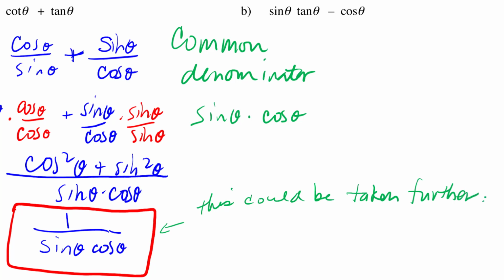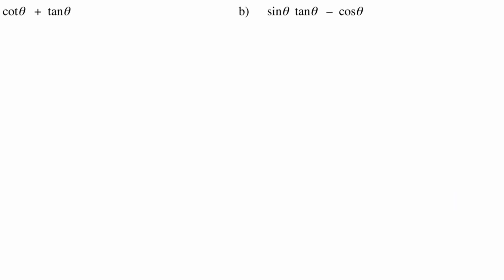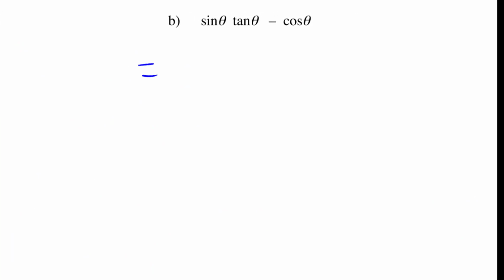But if we did take it further, we could split that into two fractions multiplied together. We could make that 1 over sine theta times 1 over cosine theta. And then each individually can simplify. 1 over sine is cosecant. So we get cosecant theta times 1 over cosine, which is secant theta. That's something else we could have done with that one. Okay.